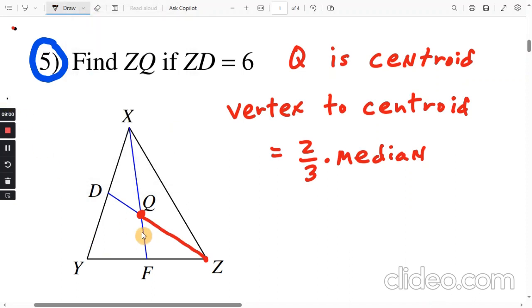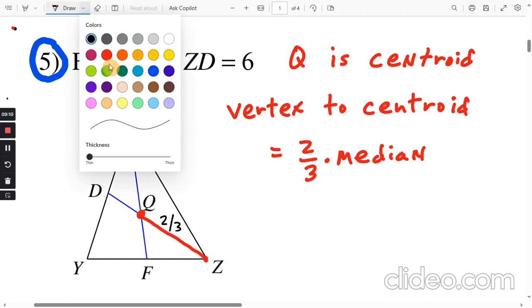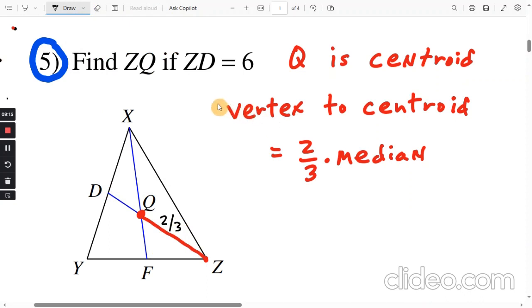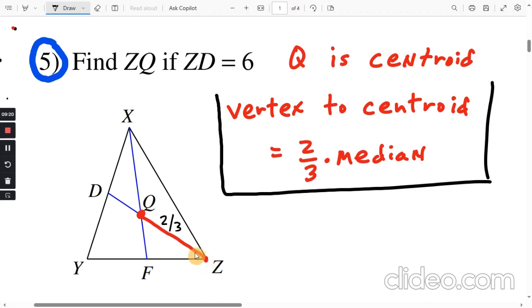All right, so this portion, this segment right here, is basically 2/3 of the whole thing. So let's write an equation for that. Vertex to centroid is 2/3 of the median. So if we go vertex to centroid, that's going to be ZQ. And that equals 2/3 times the median, and the whole median is from vertex to midpoint. That's ZD.